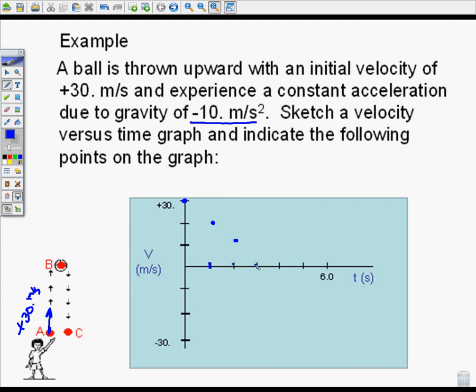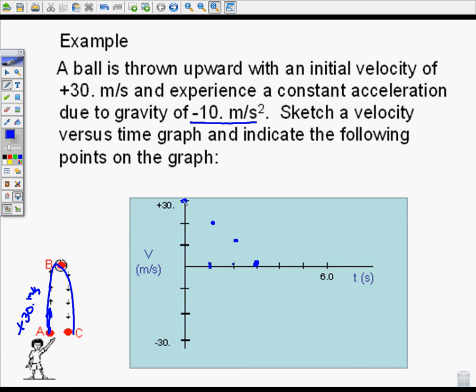After 3 seconds, how fast is it going? 0. Where is it on the path now? At this point right here where its velocity is 0. It's at the peak right there.